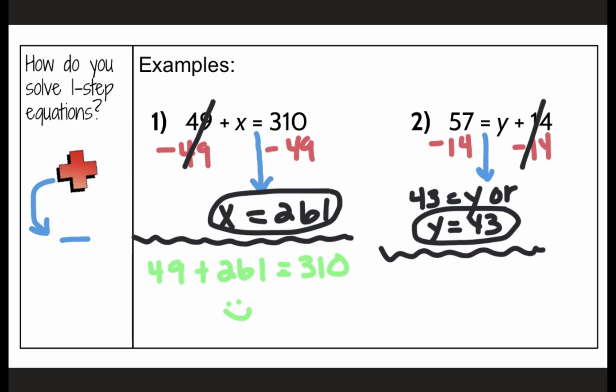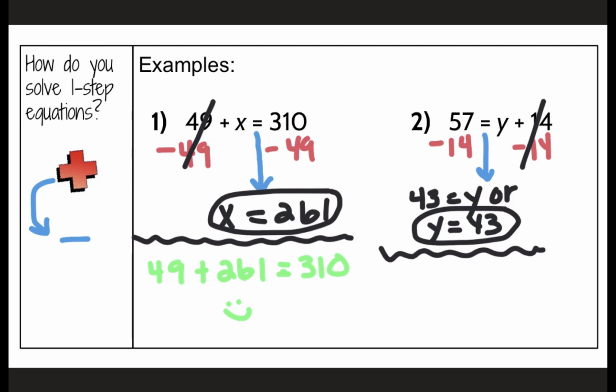When you solve for y, did you get y equals 43? That's what I got right here. This is a plus 14, so we need to use the inverse operation. We need to undo the addition, and that means minus 14 from both sides, leaving us with 43.